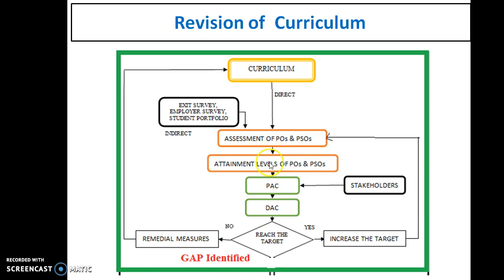Based on these values and responses, we try to identify that gap and fill it. So any topics to be added, any courses to be added, or any topics to be deleted. Based on these suggestions, we go for changes in the next regulations. That's the remedial measure. So this is one process of how to identify the gap based on the PO and PSO attainment and at the same time the stakeholders. This is the revision of curriculum.